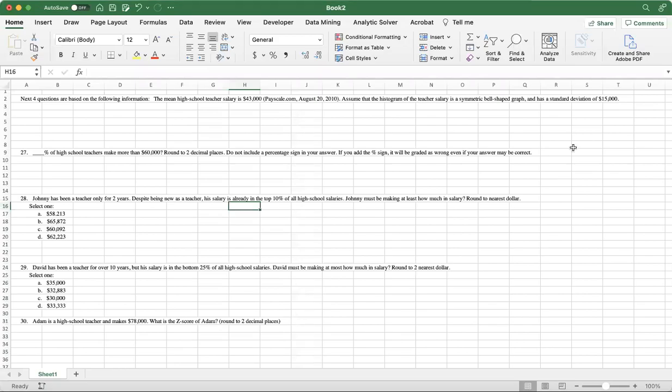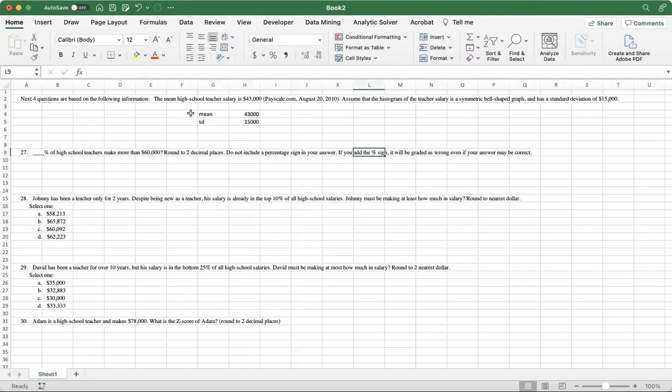So for the next 4 questions, I'm going to show you how I would do it on Excel. So let's just pull out the important information from this little paragraph here. So the mean is 43,000. So I'm just going to write mean 43,000. And we have a standard deviation of 15,000. So I'm going to do SD of 15,000.